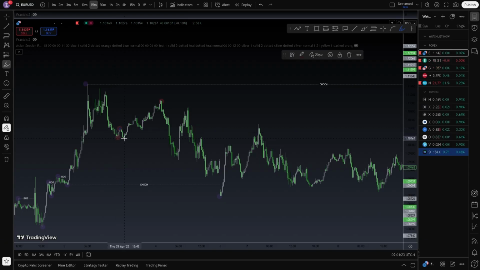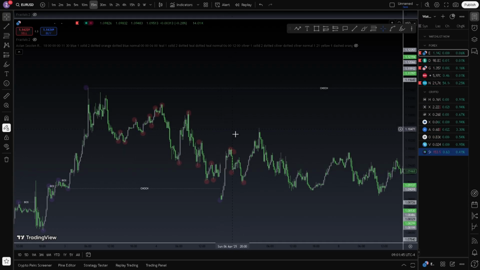We have this high, this low, this high, this low, this high, this low, this high, this low, this high here, and we'll just say this low, this high, this low, this high, this low, high, low, high, low. Okay, you get the point.